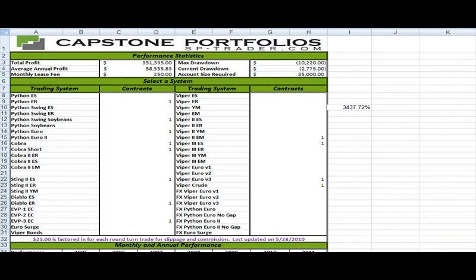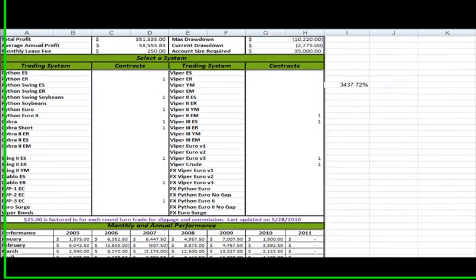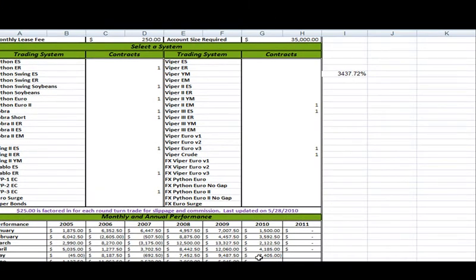Alright, I want to show you the update for Capstone Portfolio 2010 for June. We're also going to look at the results for May. Let's first look at the results for May. It was the first down month of the year for this portfolio selection. Minus 2405 is what the final results show.